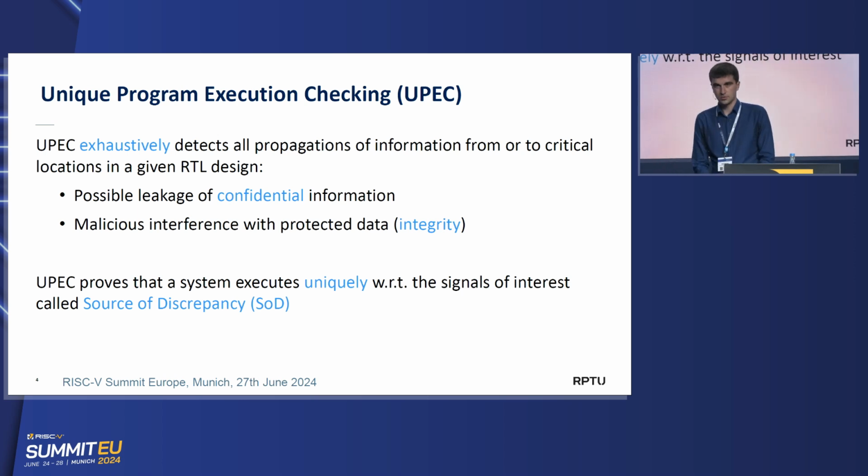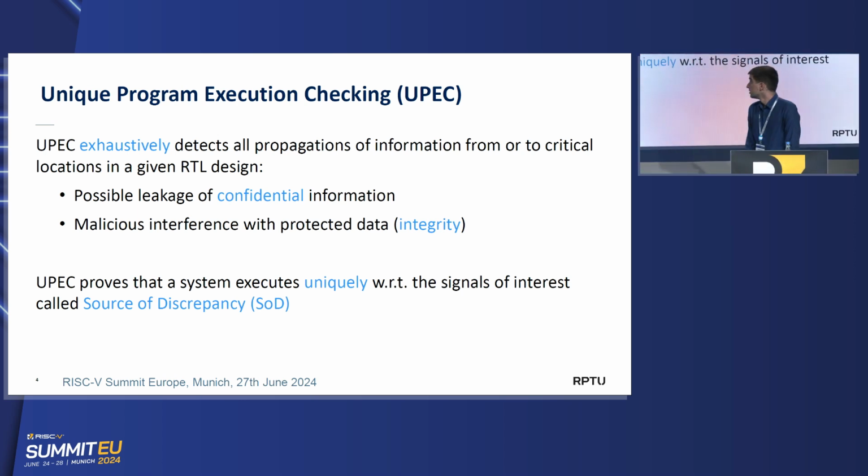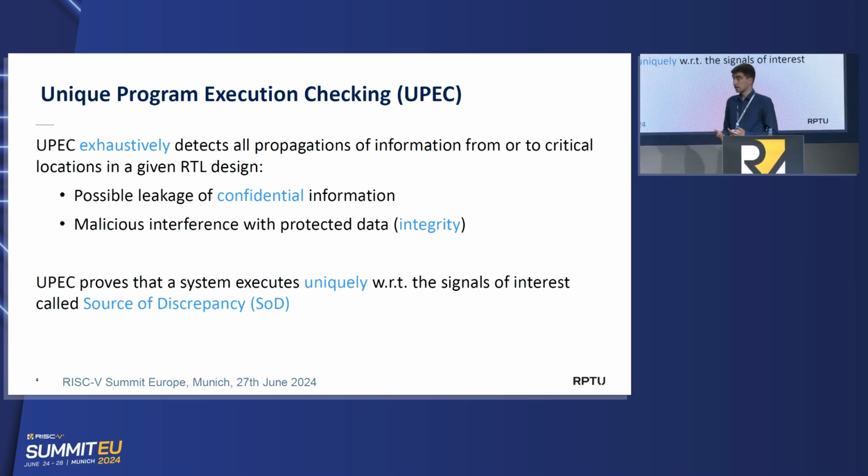And I have to note here, we do this on the RTL. This means we can detect violations of confidentiality, as for example, possible accesses, propagations, and leakages of confidential data. But we can also look at integrity, where we have, for example, an untrusted IP that tries to maliciously interfere with the protected state of our system. Initially, UPEC was developed for processors. That's why it's called unique program execution checking. But it works in general for any system, and it makes sure that a system executes uniquely with respect to the signals of interest, which we will call the source of discrepancy, or in short, the SOD.